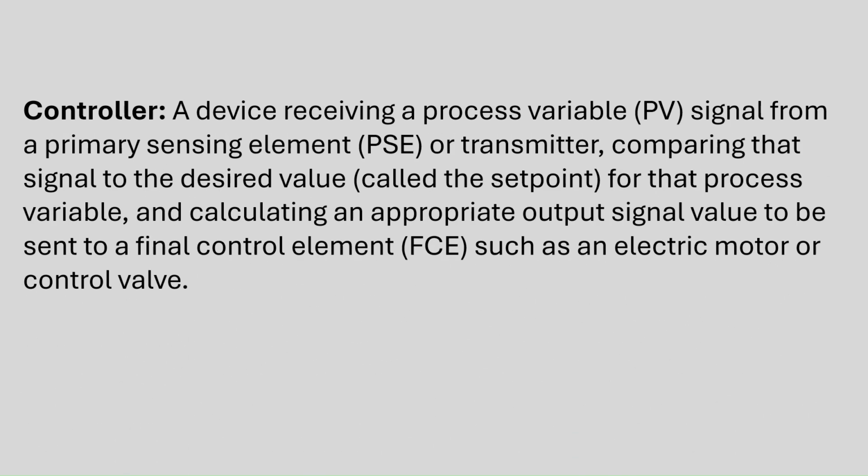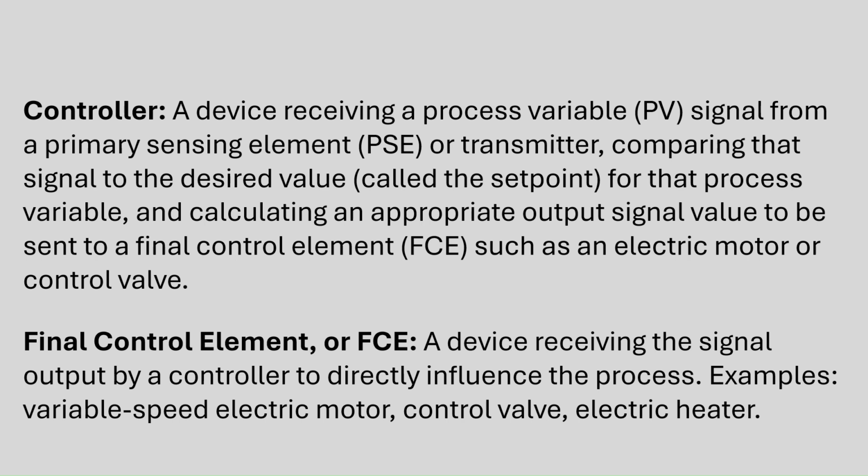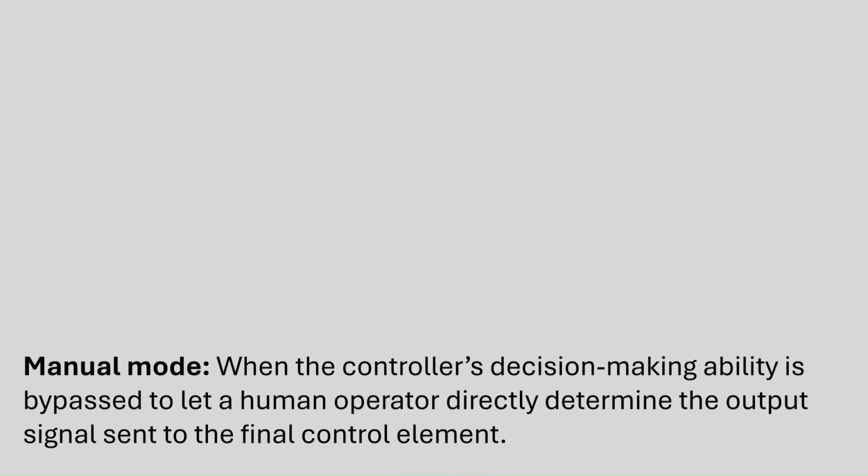We have a controller, which is the device that receives the process variable signal from a primary sensing element or a transmitter, then compares that signal to the set point for that process variable, and then calculates the appropriate output signal value that will be sent to the final control element, such as our control valve. And our final control element is another term in instrumentation, which describes the device that receives the signal output by a controller to directly influence the process.